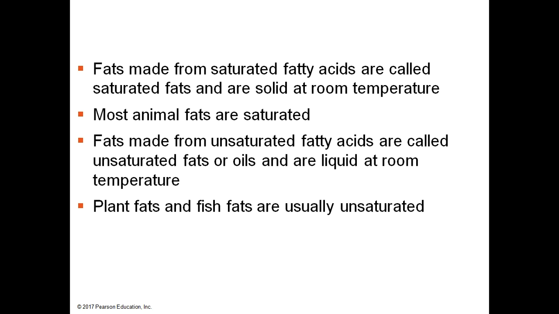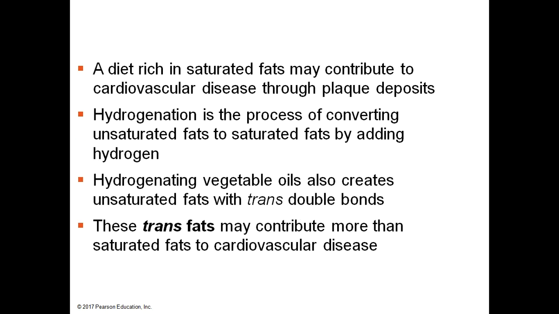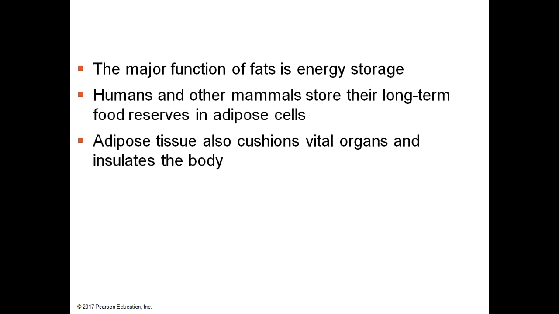Fats made from saturated fatty acids are called saturated fats and are solid at room temperature. Most animal fats are saturated. Fats made from unsaturated fatty acids are called unsaturated fats or oils and are liquid at room temperature. Plant fats and fish fats are usually unsaturated. A diet rich in saturated fats may contribute to cardiovascular disease through plaque deposits, but hydrogenation is the process of converting unsaturated fats to saturated fats. How do you do that? You add hydrogen. Hydrogenating vegetable oils also creates unsaturated fats with trans double bonds. These trans fats may contribute more than saturated fats to cardiovascular disease.